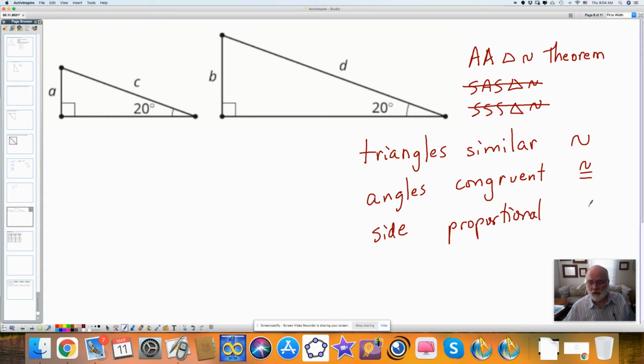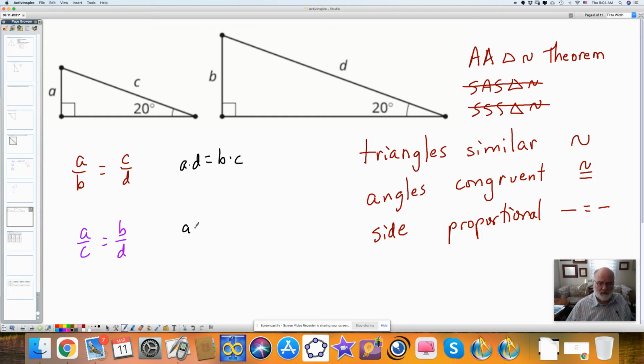That is, you can write an equation of two ratios. And if we went from the small triangle to the large, you could say A is to B as C is to D. But that's not what we were asked to show. We were asked to show if A is to C as B is to D. So the ratio of this opposite side from the 20 degrees and the hypotenuse, is it the same as the opposite side and the hypotenuse? If I cross multiply on both of these, I get A times D is equal to B times C. Here we get A times D is equal to B times C.